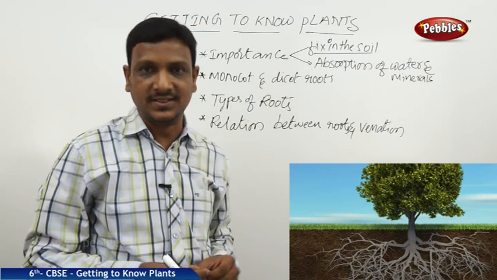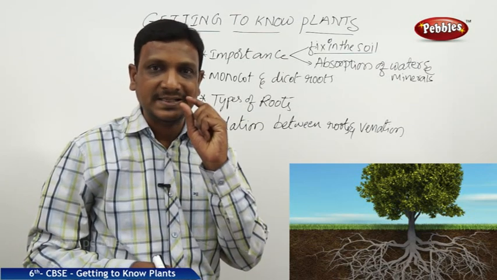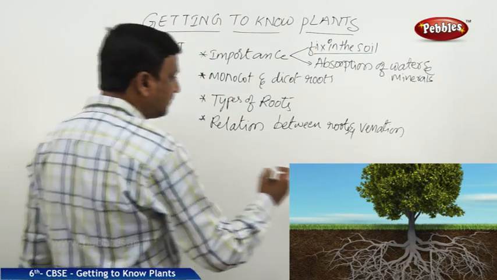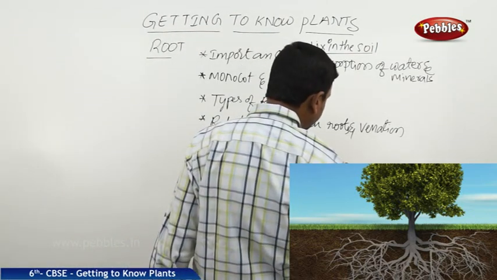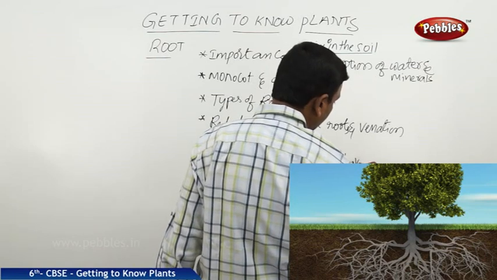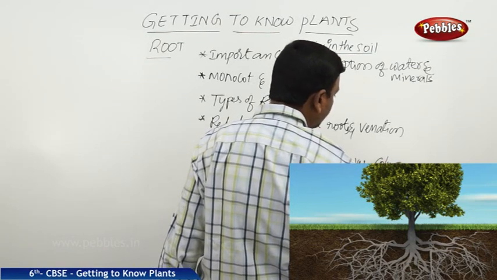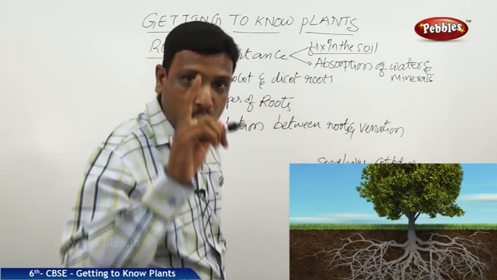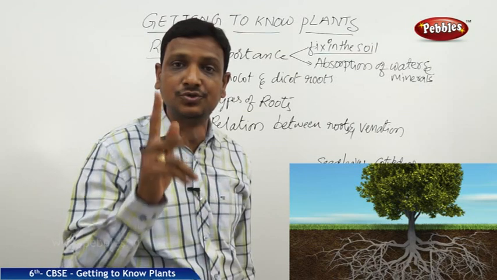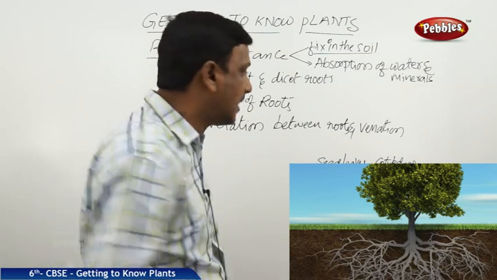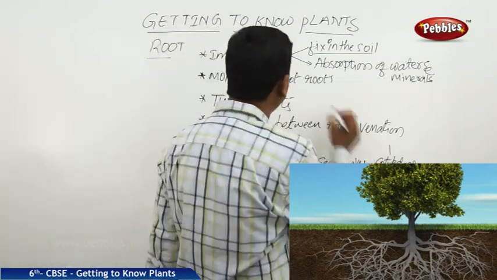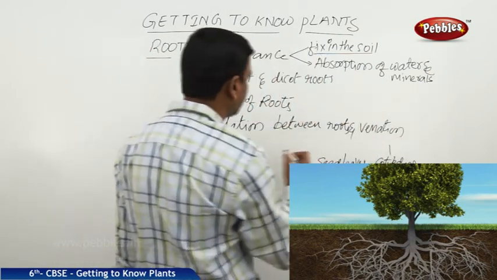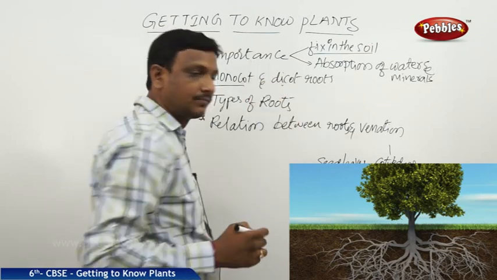You know the seed cotyledons. That means you know the seed structure, the seed leaves, which you have studied in your 5th standard. Seed leaves are technically called cotyledons. Some seeds have only one seed leaf, one cotyledon, and they are called monocot. Some seeds have two cotyledons, and they are called dicot.